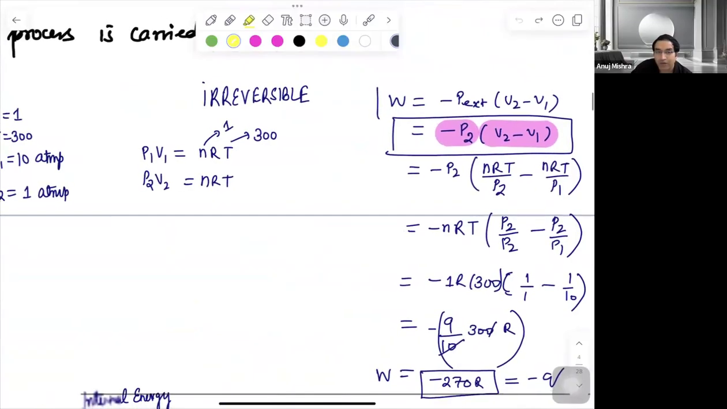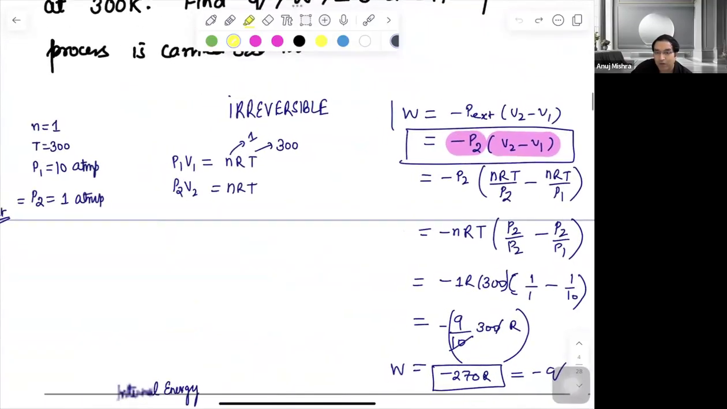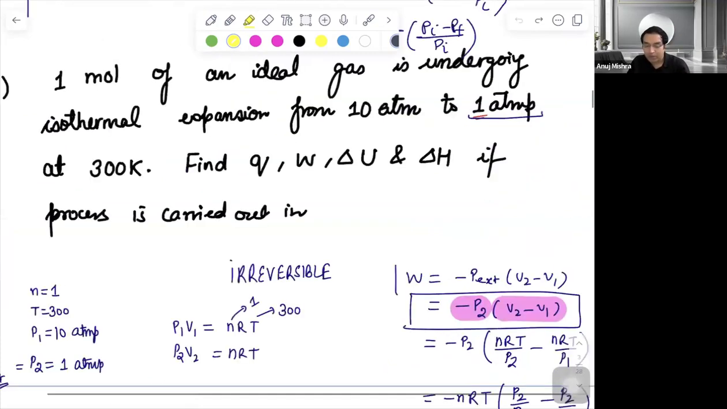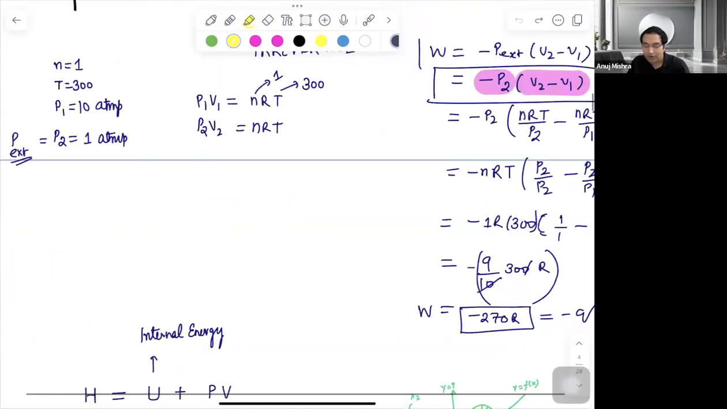Can you please complete this part, everyone? Direct formula based question हो गया. कर लोगे? Can you comment about delta H and delta U now? The question is to find out delta U and delta H also. How will you find them?